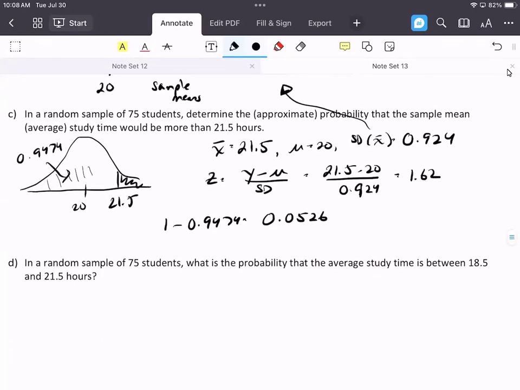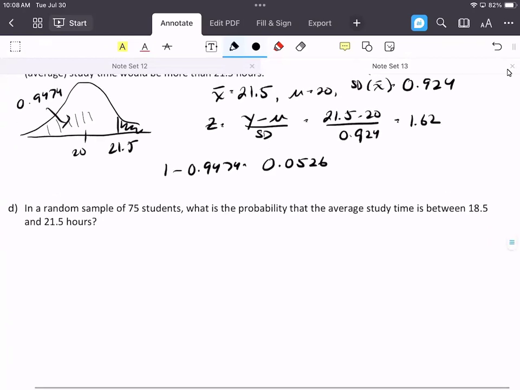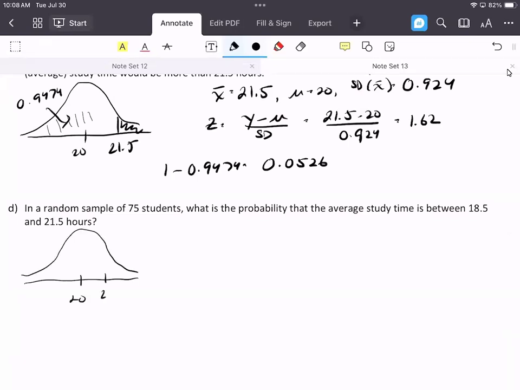In a random sample of 75 students, what's the probability that the average study time is between 18.5 and 21.5 hours? So this is just more practice. There's two ways to approach this. You can either take the p-value for the 21.5 and then subtract out, using that z-score, the area under for 18.5, and if you take that away, you would be left with the area in between the two. That's one way to do it.